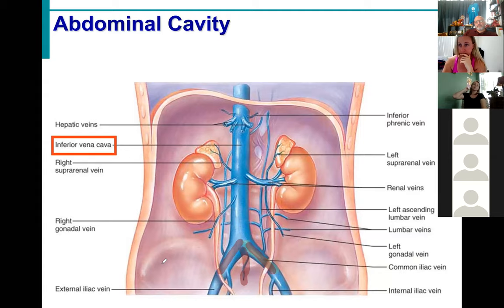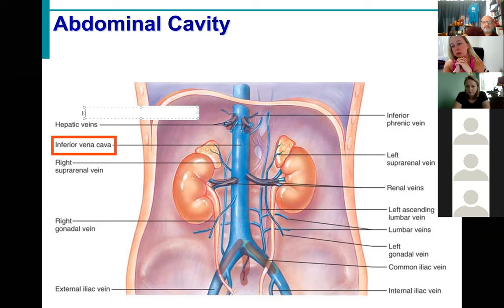But look at the rest of this. We have our two renal veins, and we have our hepatic veins. Hepatic veins, of course, get blood from what? Where does the hepatic veins drain blood from into the inferior vena cava? From the liver. Excellent. And of course, where do the renal veins get their blood from? Kidneys. Excellent. But notice, no superior mesenteric, no inferior mesenteric.